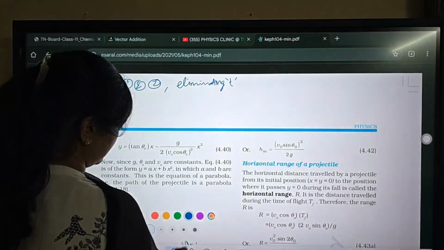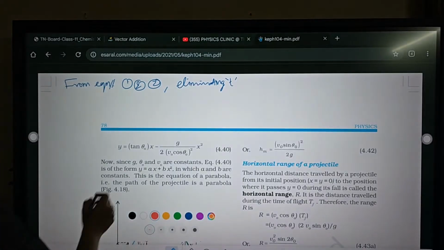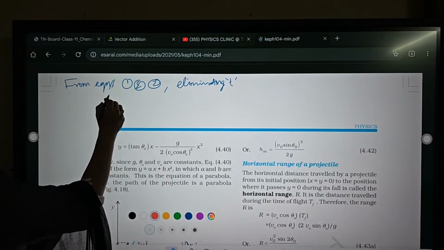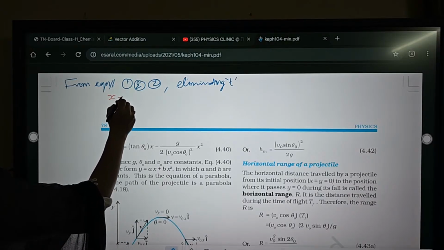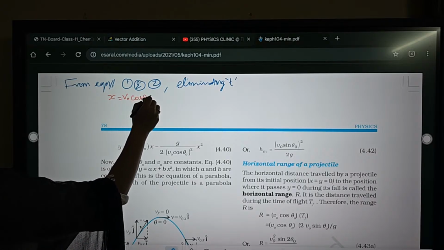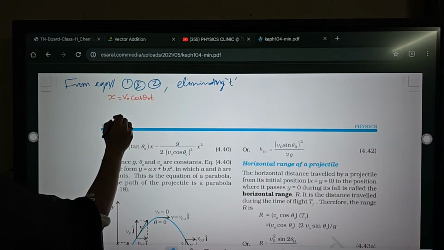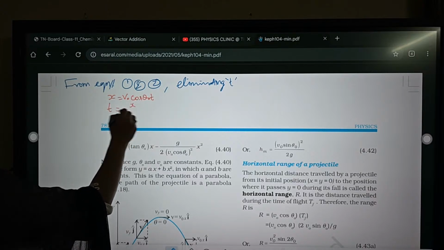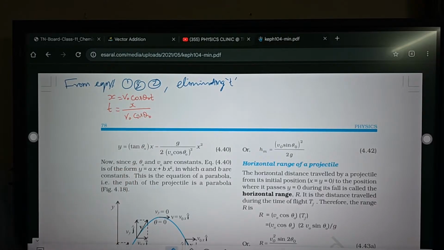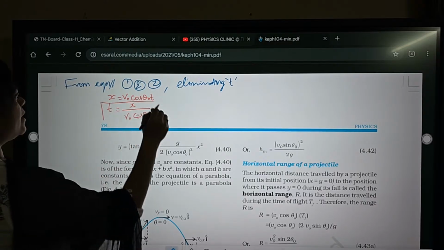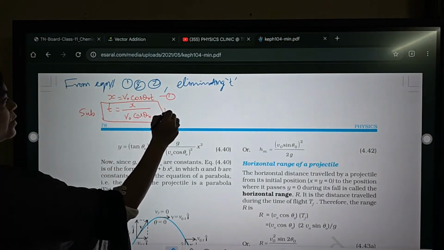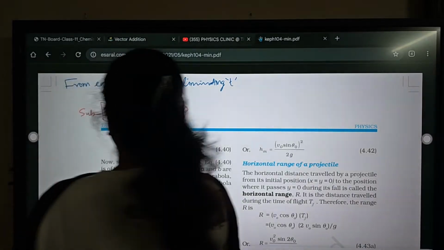Okay, so what is the t now? What is the first equation you have written? x is equal to v naught cos theta naught into t, right? So what is t here? x by v naught cos theta naught. Got it? Okay. This is the first equation. Substitute this in equation 2. Then only you will be able to eliminate t in it.